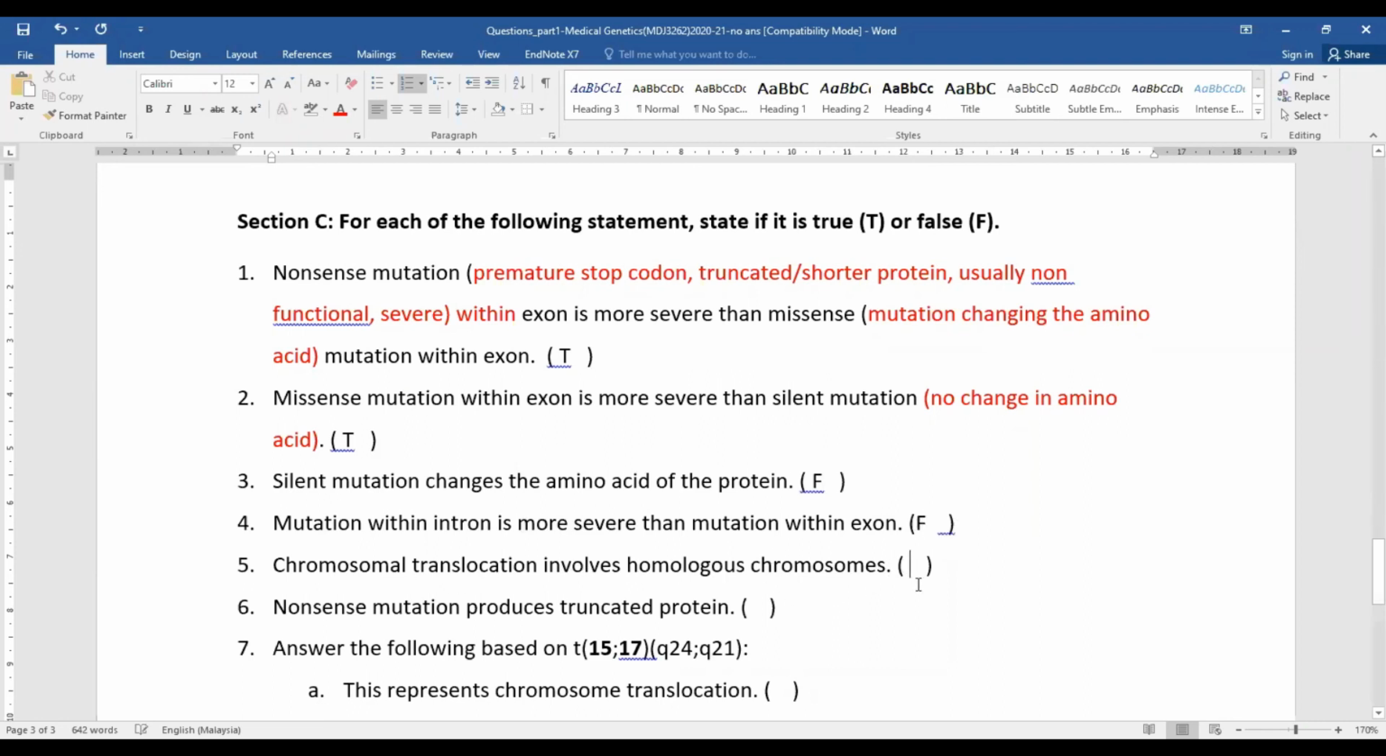Chromosomal translocation involves homologous chromosome. True or false? 50% chance. Guess. False. Translocation involves non-homologous chromosome. What is that process that involves homologous chromosome? Exchanging of genetic material between homologous chromosomes. You learned about that before?